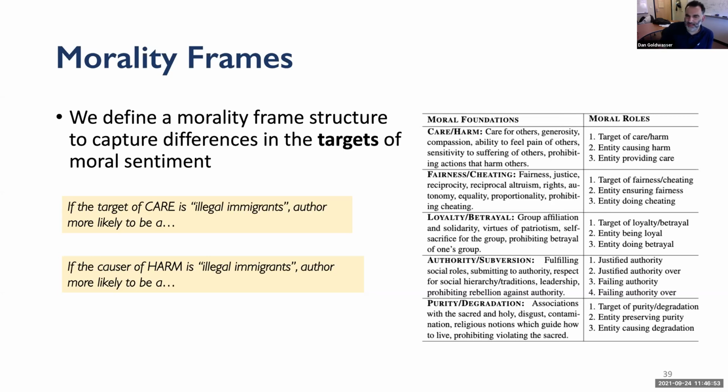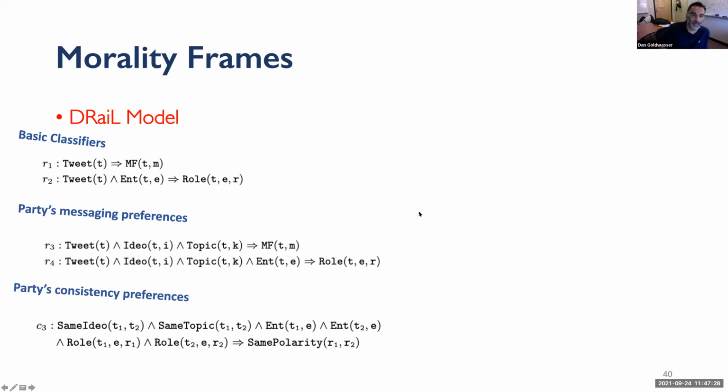As you can imagine, if you think about how we understand the world, this really aligns with how we understand political perspective. For example, if I were to tell you that the target of care is illegal immigrants, it would be very easy for you to say it's likely that the author is a left-leaning politician. If the causer of harm, rather than the target of care, is illegal immigrants, then the author is more likely to be a right-wing politician. And we would like to leverage that. To do that, we define a DRAIL model. Again, we have both a symbolic representation and its embedding that happens under the hood.